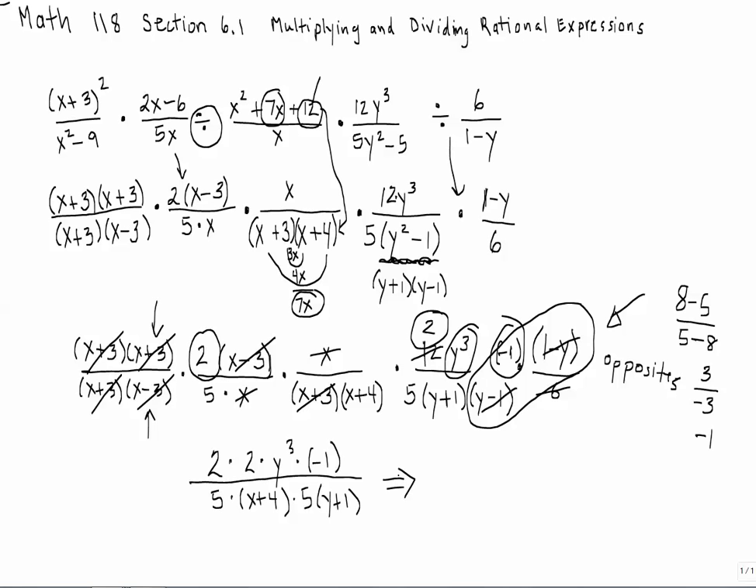Okay, just cleaning this up a little bit then. My final answer is minus 4y to the third. So I can multiply those together, the 2, the 2, the minus 1. That's where the minus 4 came from. And in the denominator, I've got 25. Multiply those two 5's together. And then my x plus 4 quantity and my y plus 1 quantity. And you're stuck with that. That's it. That's the final answer. I'll put a circle around it.